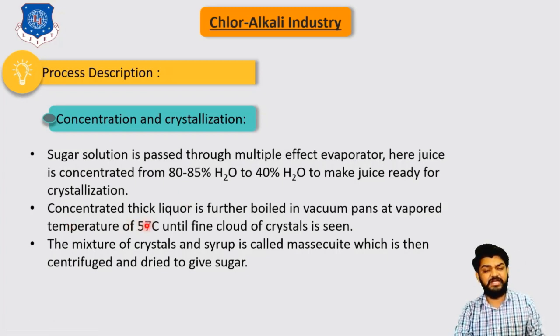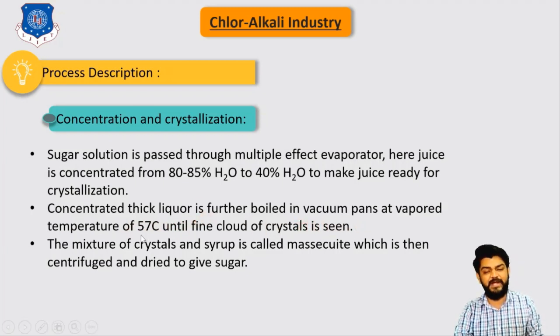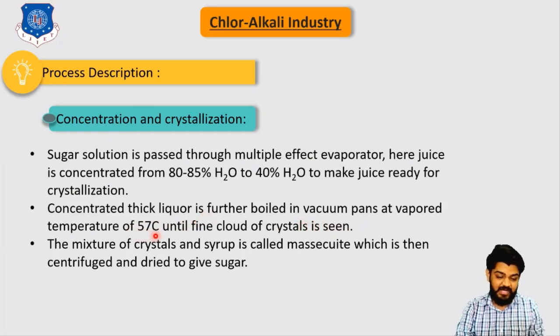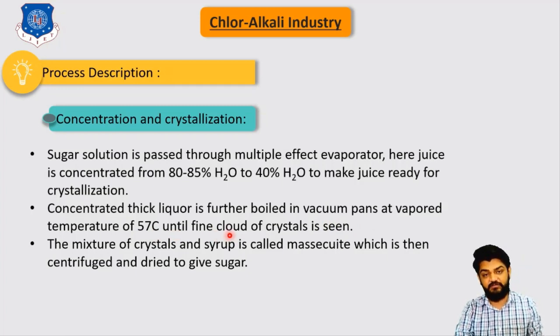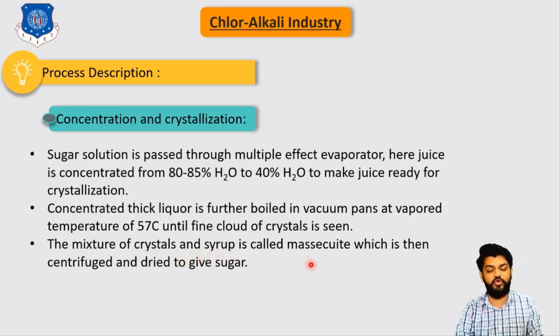And this concentrated thick liquor is further boiled in the vacuum pan at an evaporation temperature of 57 degrees Celsius, and then it is further cooled to form crystals of the sugar. The mixture of the crystals and the syrup is known as the massecuite, which is then centrifuged and dried to form our sugar crystals. So this was the process description for the manufacturing of sugar.